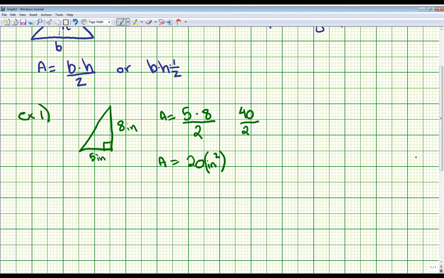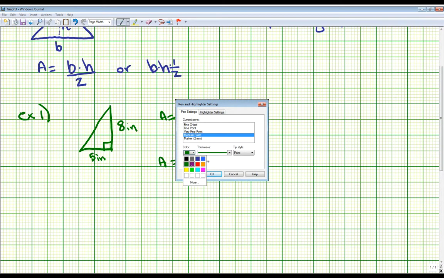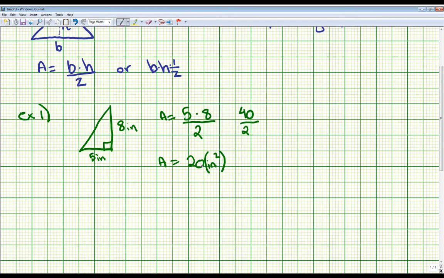Okay, so at the bottom of page 160, you're going to see 2 try on your owns. Go ahead and pause the video and try those out. See if you can find the area of those triangles. Okay, number 1 is 22 feet squared, and number 2 is 110 meters squared.